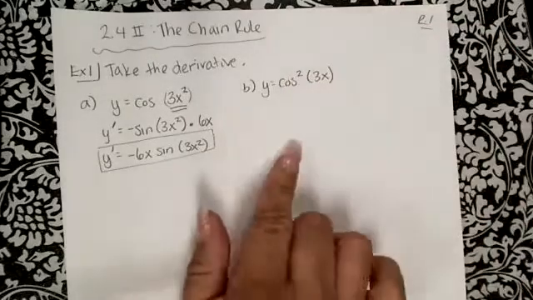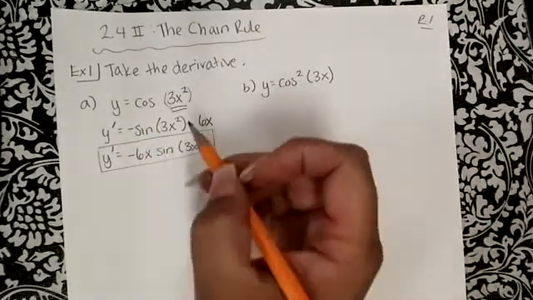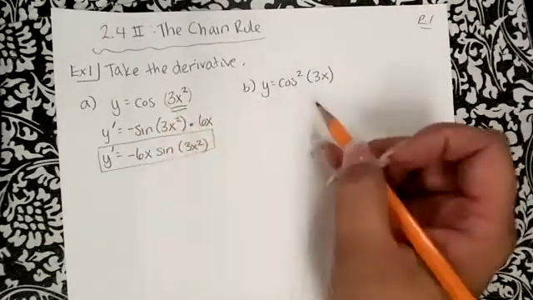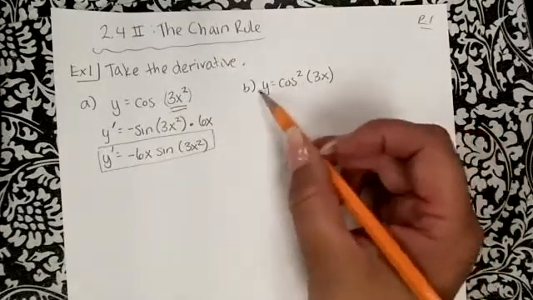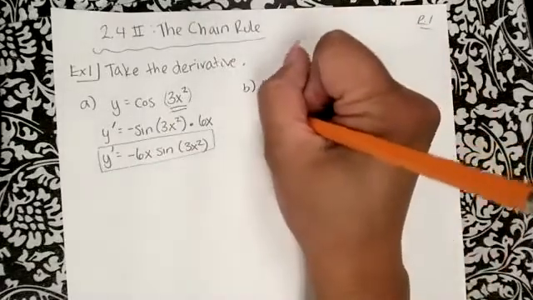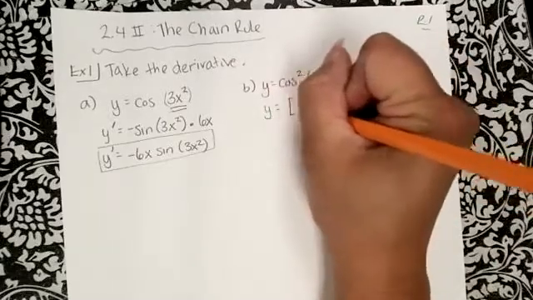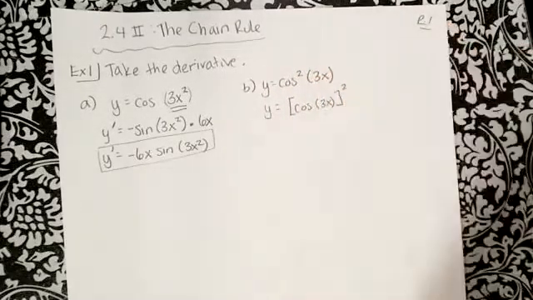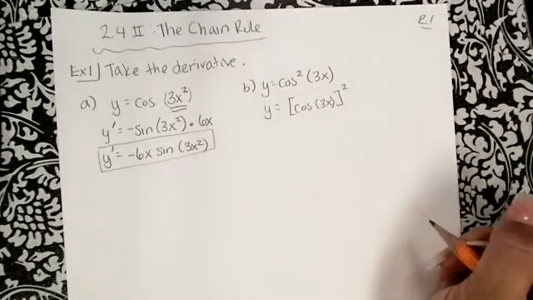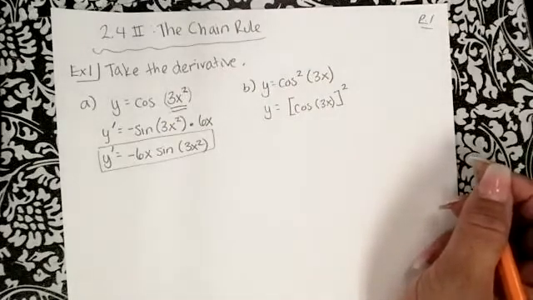Now B looks somewhat similar to A. Right here, the argument was 3x squared. On this one, the argument is 3x. What I'm going to do is rewrite this as y equals cosine of 3x, and then I'm going to put the square on the outside. So now I'm going to do the chain rule.